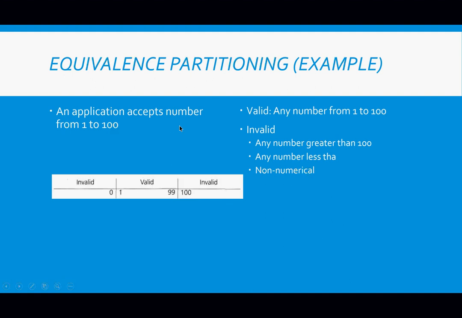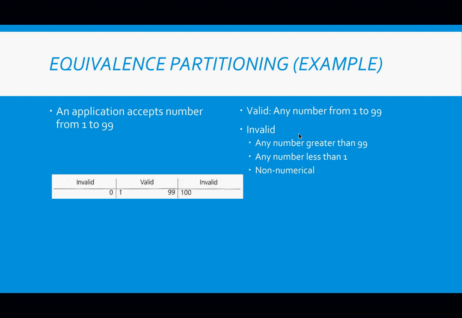Now let's go to an example. A simple example is an application that accepts numbers from 1 to 100. Hold on, I think this is wrong. Actually, it should be 1 to 99. All right, so an application that accepts numbers from 1 to 99 has valid numbers from 1 to 99, which means you're also going to have invalid numbers. Your invalid numbers will be any number greater than 99 or any number less than 1, and of course non-numerical input.